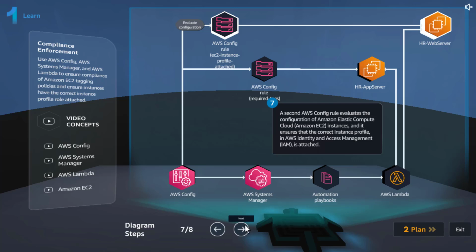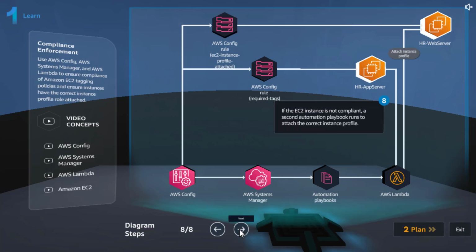Okay, so you have seen the use case. Then we have a second AWS Config rule which evaluates the configuration of Amazon EC2 instances, and it ensures that the correct instance profile in AWS IAM is attached. So another Config rule we are creating is to check if the appropriate IAM profile is attached to the EC2 machine or not.